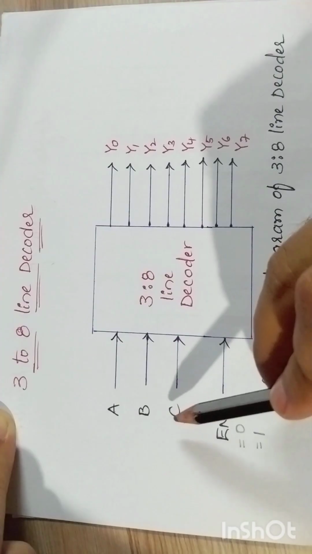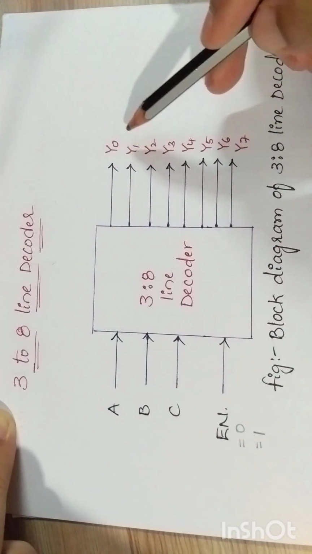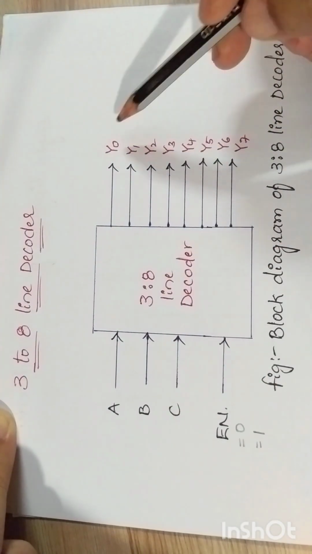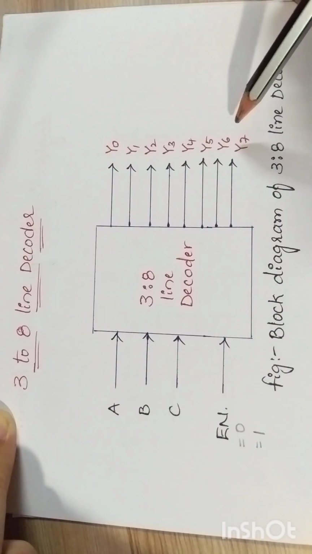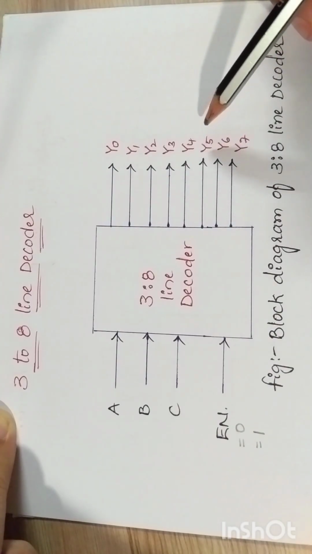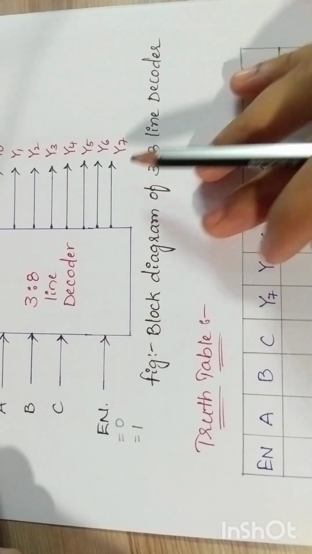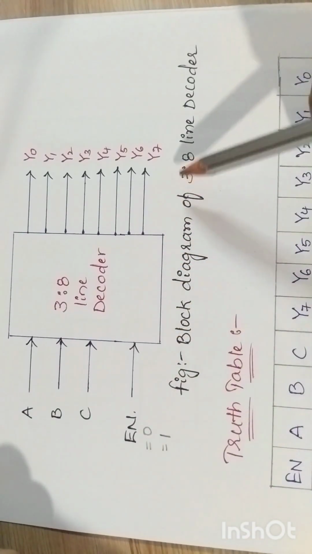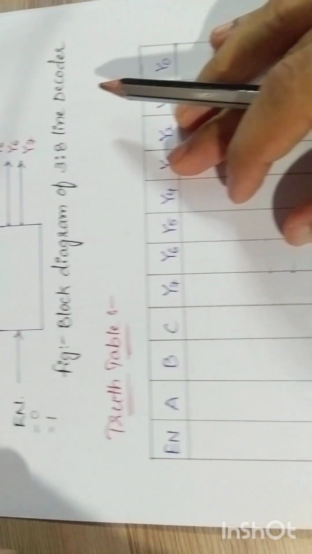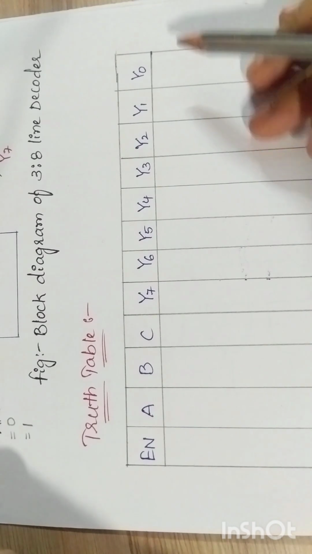And for the 3 inputs applied, a total of 8 possible outputs are there. So among these 8 possible outputs, any one of the outputs is going to be active at a time based on the combinations of inputs. This is the block diagram of the 3:8 line decoder. Let us discuss the truth table of the 3:8 line decoder.